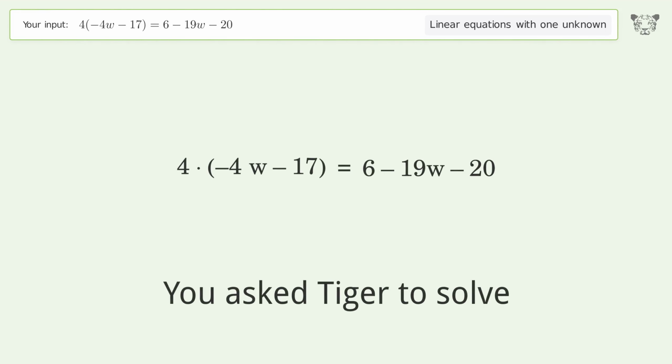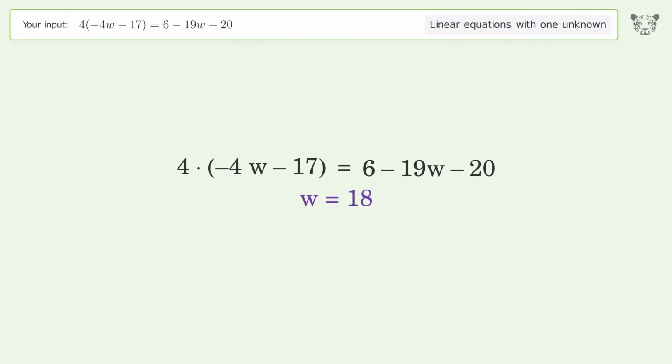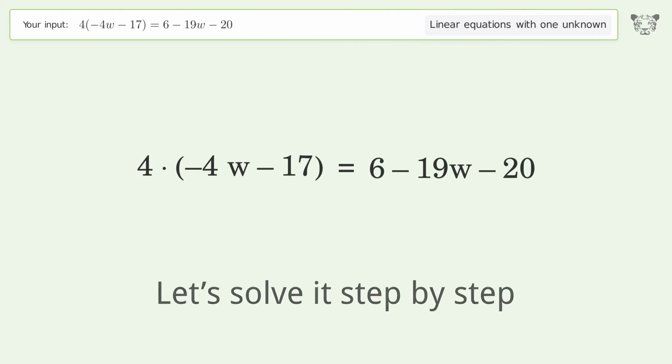You ask Tiger to solve. This deals with linear equations with one unknown. The final result is w equals 18. Let's solve it step by step.